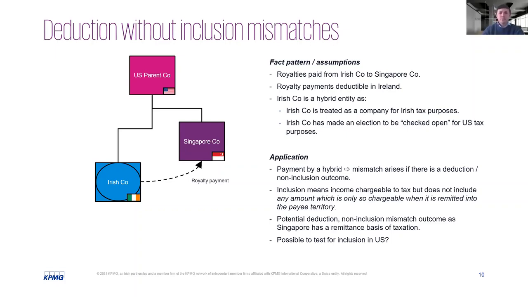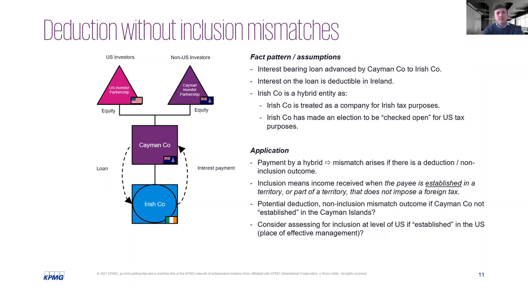Yep, so if we move on to our final deduction without inclusion example. So in this case, we have an Irish company, and again, it's made a check-the-box selection. So from a US perspective, it's disregarded, and so it's a hybrid entity as a result. And it's paying interest on listed debt to a Cayman company. So again, we have a payment by a hybrid here, and we need to test if there's a deduction without inclusion mismatch outcome. In this case, the Irish company is taking a deduction for the interest.